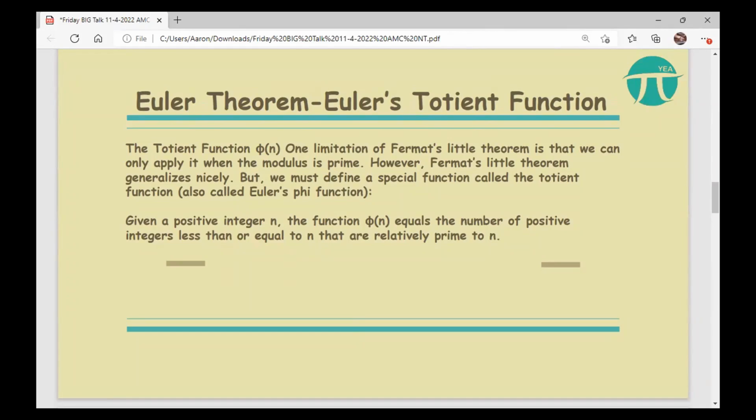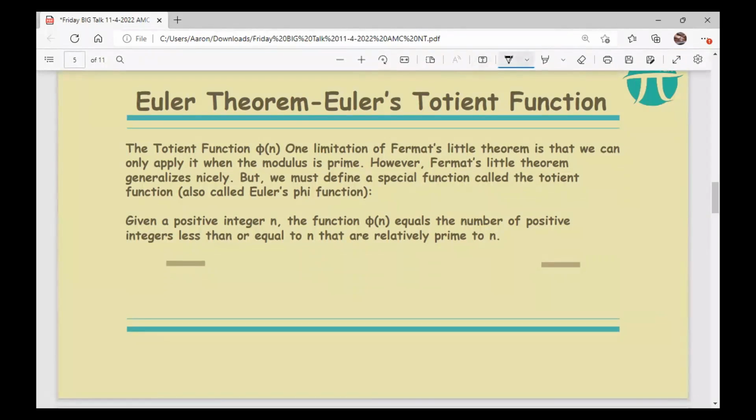The phi function or the totient function, both are equally acceptable. This value is equal to the number of positive integers less than or equal to n that are relatively prime to n. So for example, phi of 6 is equal to 2, as it's just 1 and 5. Phi of 2 is equal to 1, because it's just 1. And by convention, I believe phi of 1 is defined to be 1 as well.